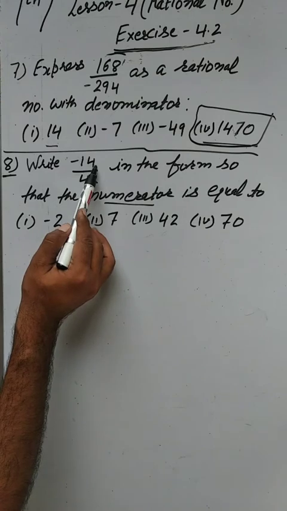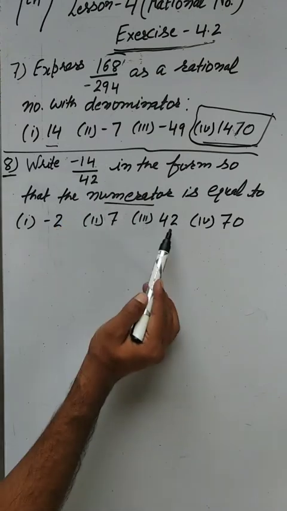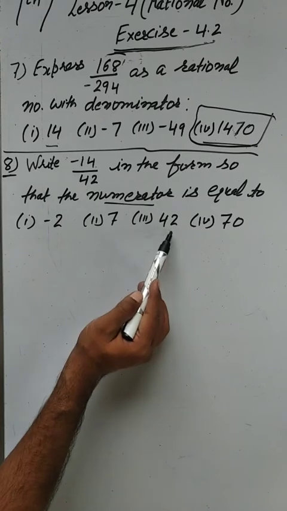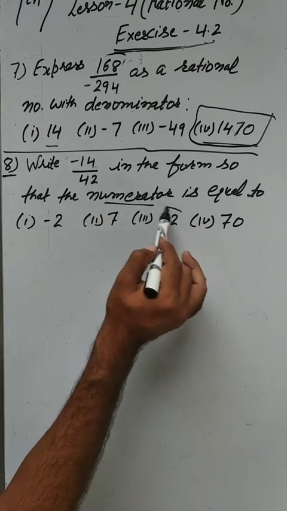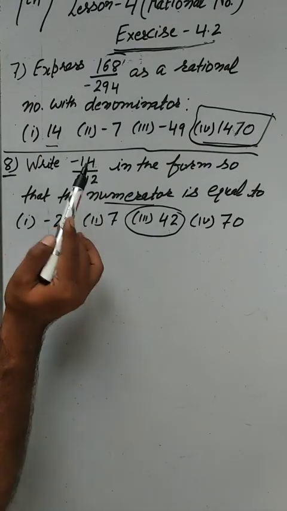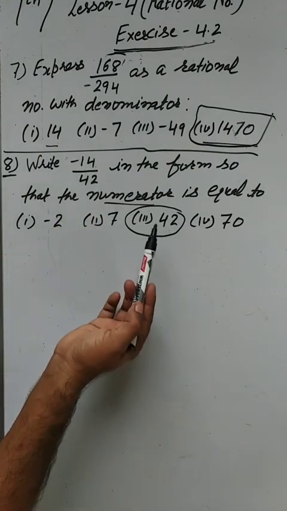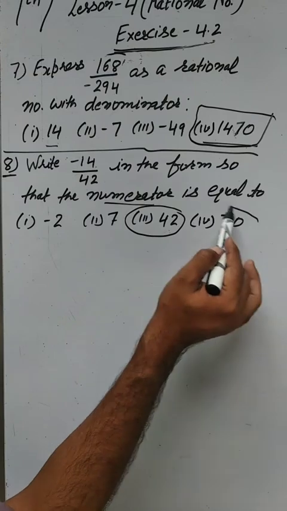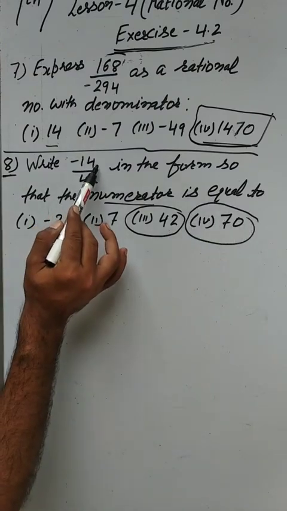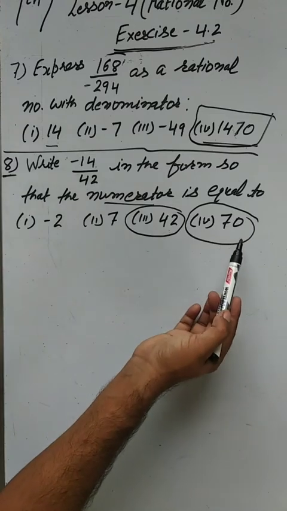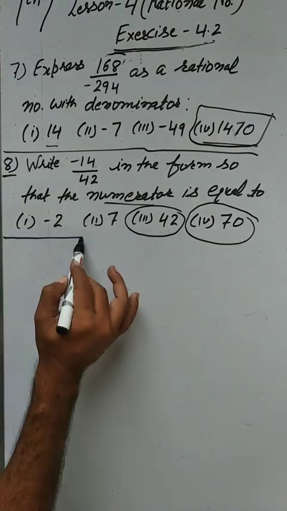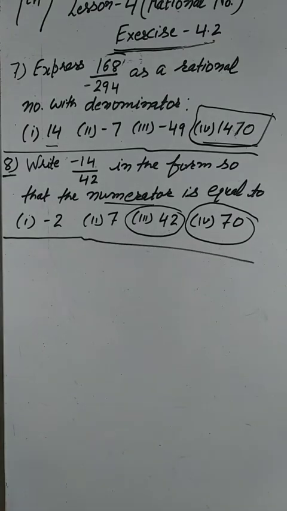Now look, here the numerator is 14, here it is 42. I want to change 14 into 42. So with what number is 14 multiplied so that it will be changed into 42? Clearly 14 multiplied by minus 3. And in the other part, you have to check with what number 14 is multiplied to change it into 70. Understood? I hope you can easily solve these two parts.